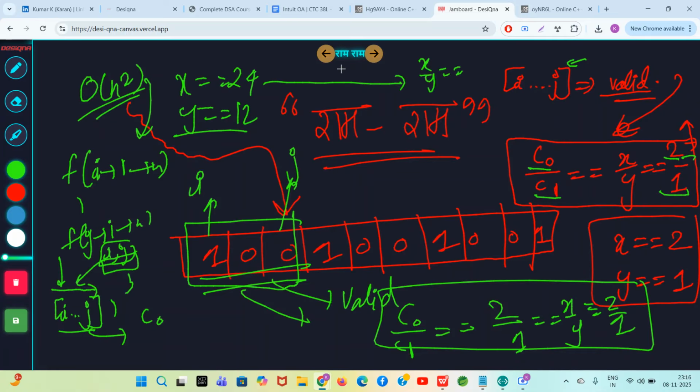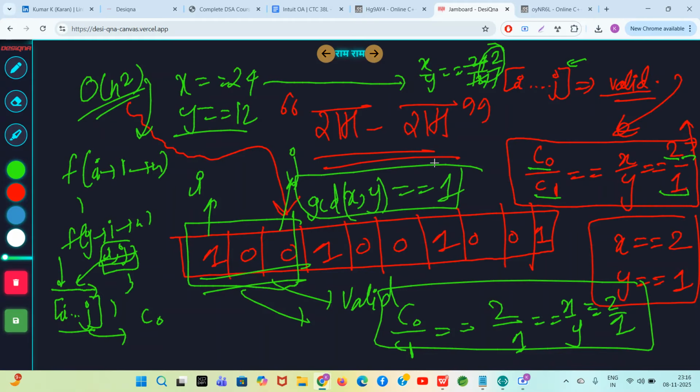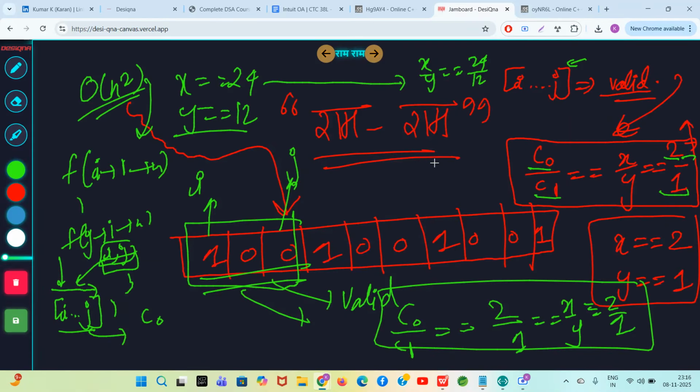If the input 24 and 12 was given, 24 by 12 is 2 by 1 only in the reducible form if x and y are co-prime, if GCD of x comma y is equal to 1. So now we don't know what kind of input they have given, but let's assume the input might not be like that.